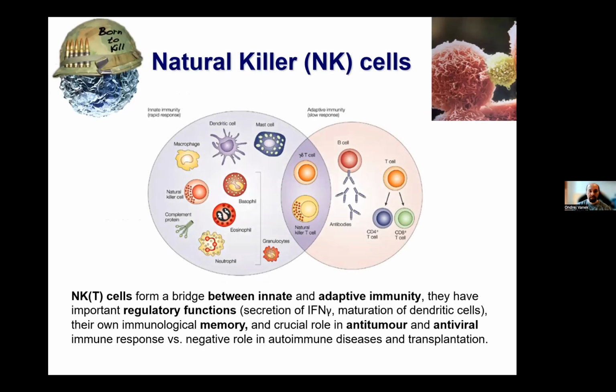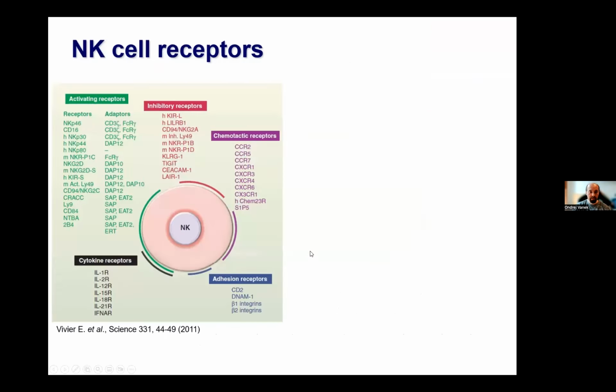Okay, so natural killer cells are lymphocytes that are bridging our innate and adaptive immunity. So they are closely related to B cells and T cells, but they lack B or T cell receptor. Instead, they possess various other receptors, and that makes them more akin to the innate immunity. And they serve various roles, important regulatory functions, and crucial role in anti-tumor and also antiviral immunity.